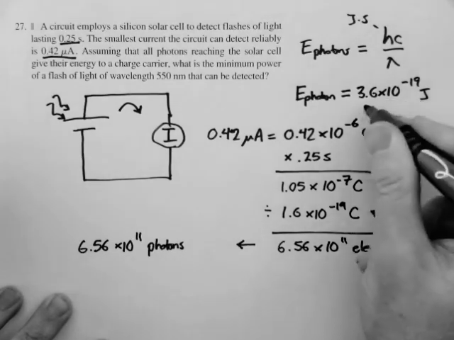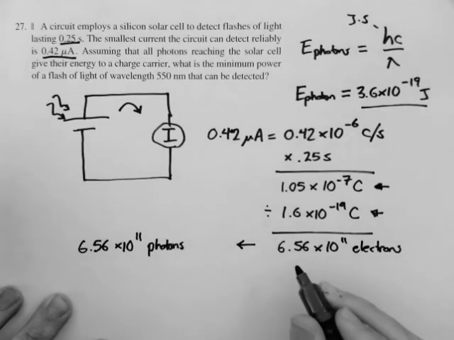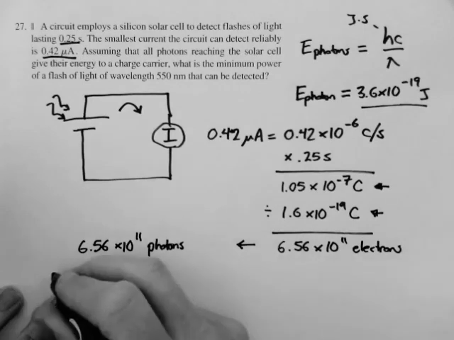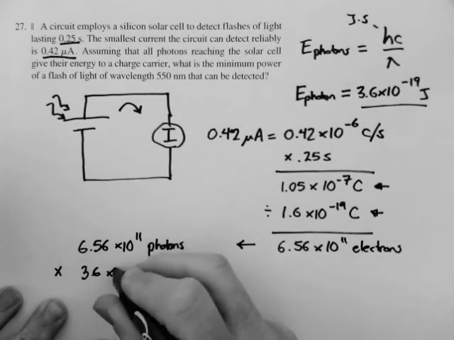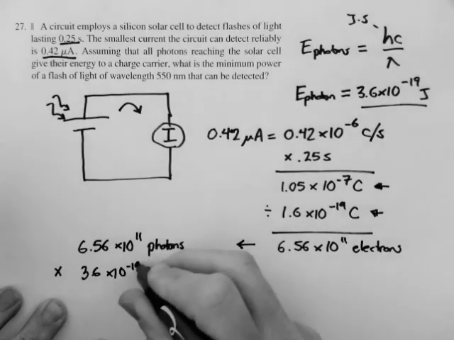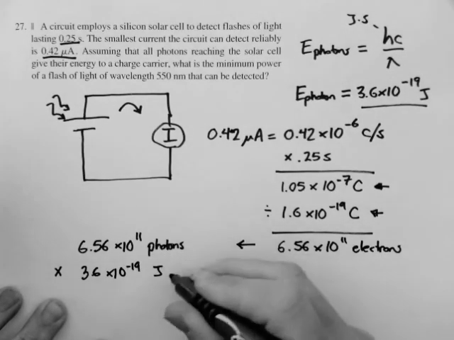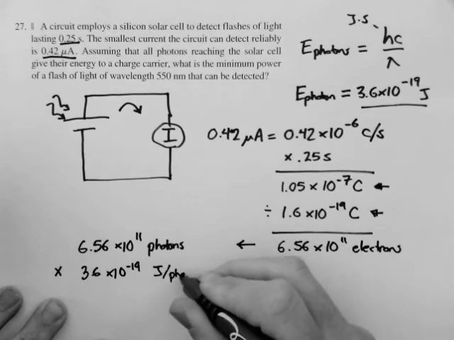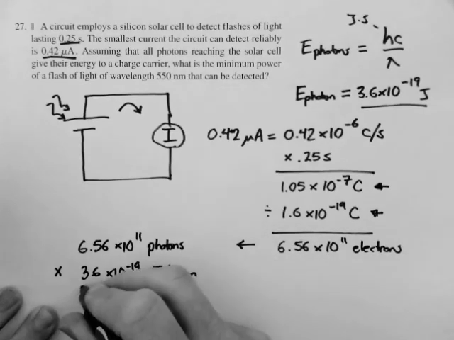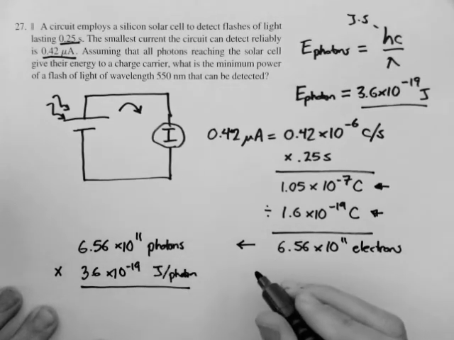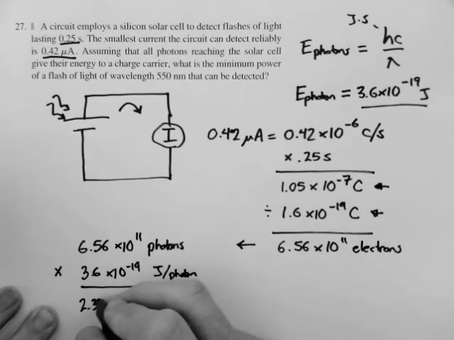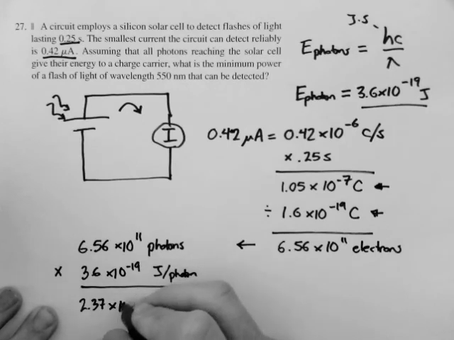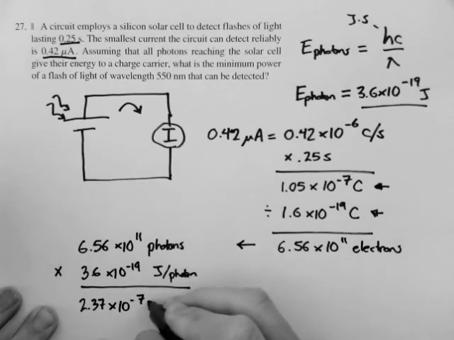Well, each photon corresponds to an energy of 3.6 times 10 to the negative 19th joules. So I take this number and I multiply by 3.6 times 10 to the minus 19th joules. This many photons times number of joules per photon gives me the number of joules in the flash. And if I do that calculation, I get 2.37 times 10 to the minus 7th joules.